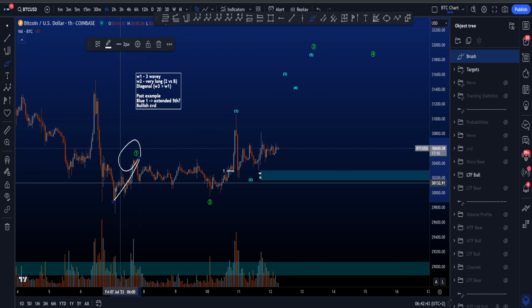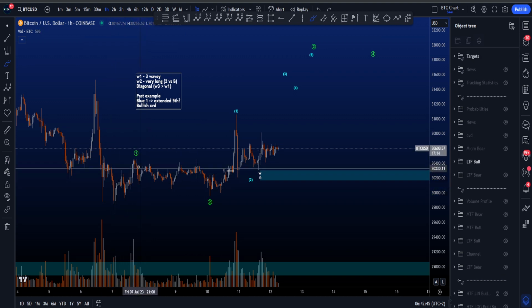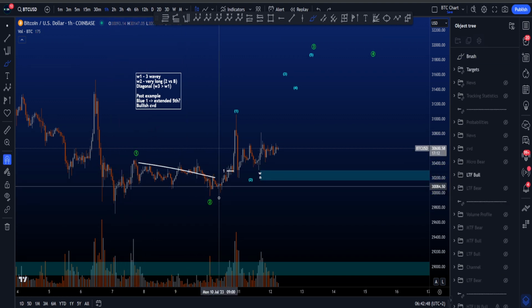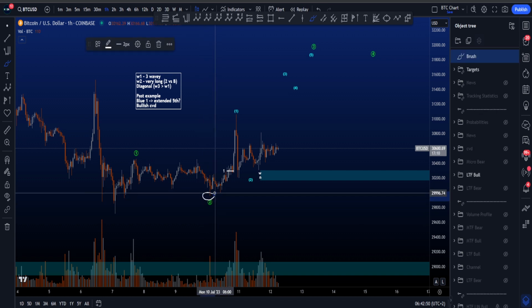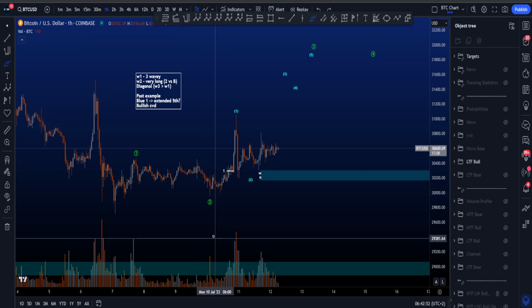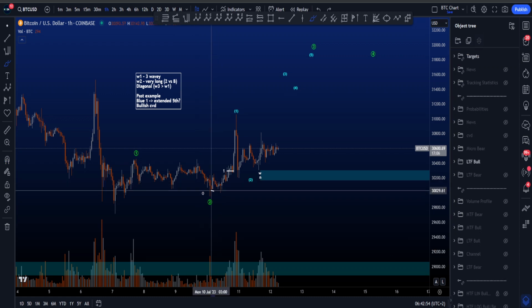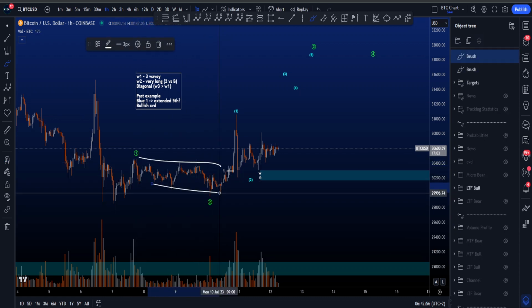This wave 1 looks very much like a three-wave structure at the moment, a very, very long wave 2, but it did hit the golden pocket, so it's not as shallow as one might think, with maybe hitting the 382, for example. No, it hit the golden pocket, very long retracement. That's quite reminiscent of a wave B.